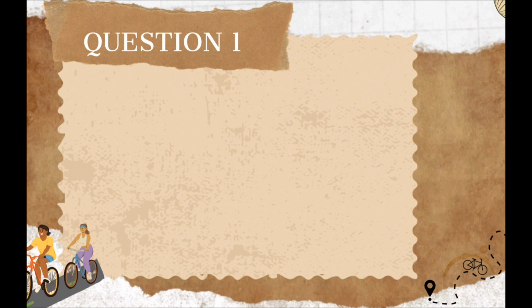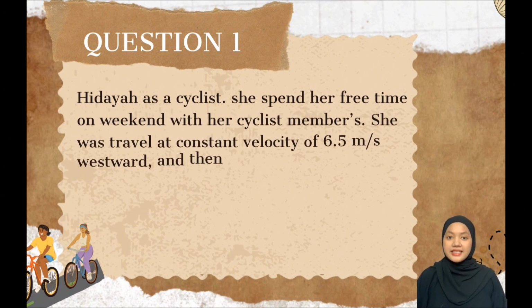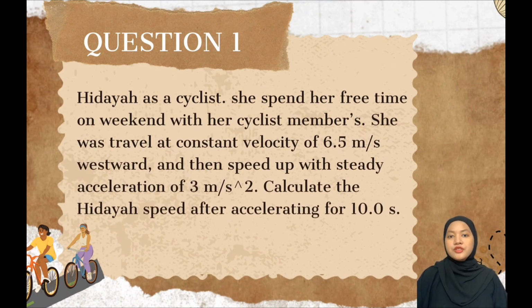The first one is Hidayah is a cyclist. She spent her free time on weekends with her cyclist members. She was traveling at a constant velocity of 6.5 meters per second westward and then speeds up with a steady acceleration of 3 meters per second squared. Calculate Hidayah's speed after accelerating for 10 seconds.